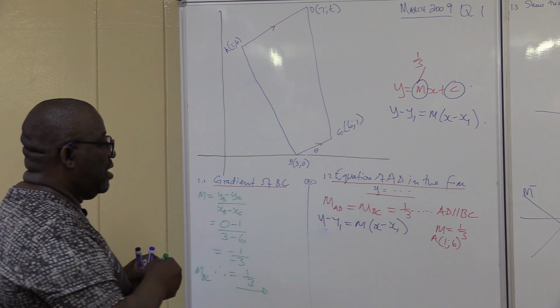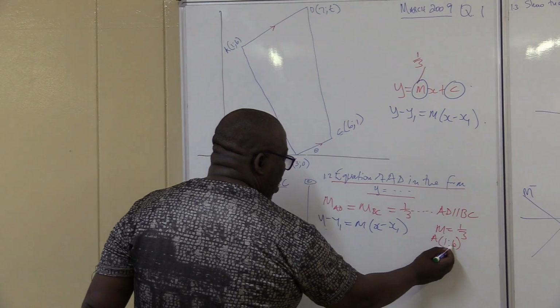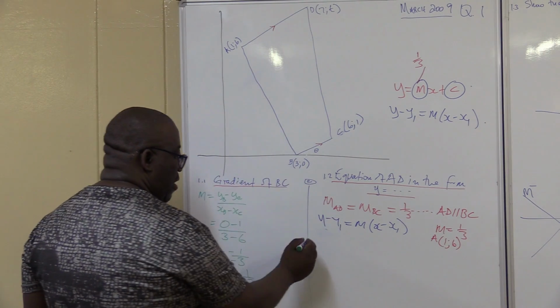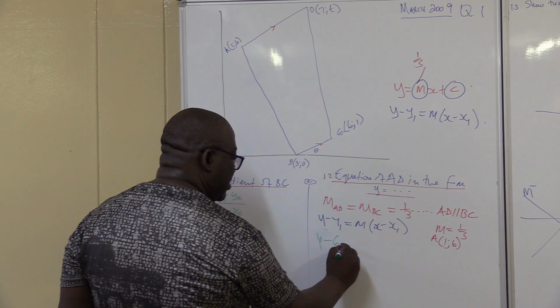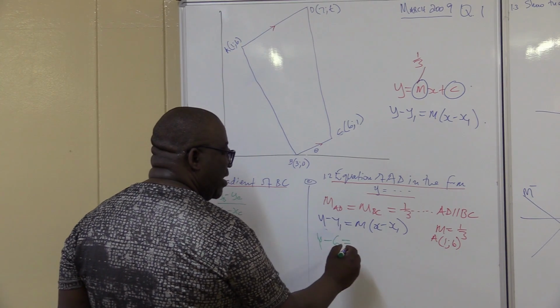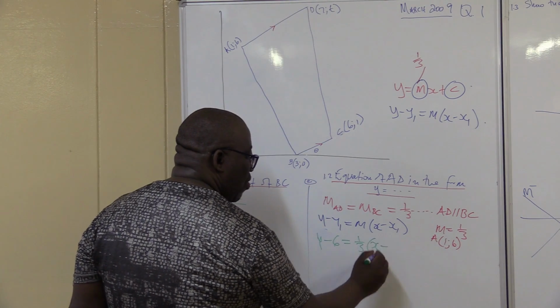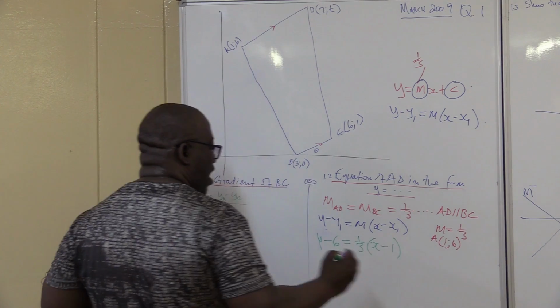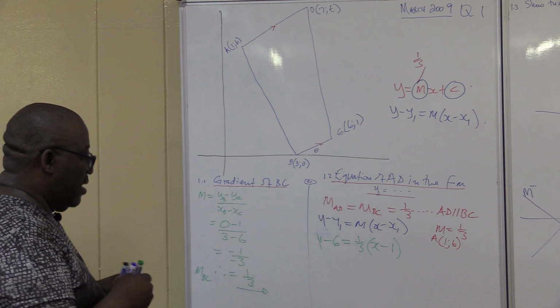Let's do that. Let's substitute. So we're going to have, this is x1 and y1. This is the gradient. So it's going to be y minus, what is y1 in this particular case? It is 6, is equal to, what is my gradient? It is 1 over 3 into x minus, what is x1? It is 1. I've made my substitution. Well, let's move on.